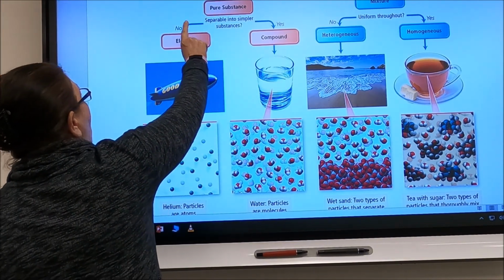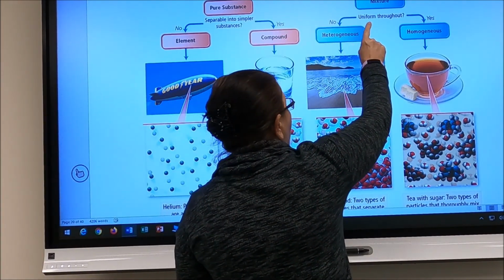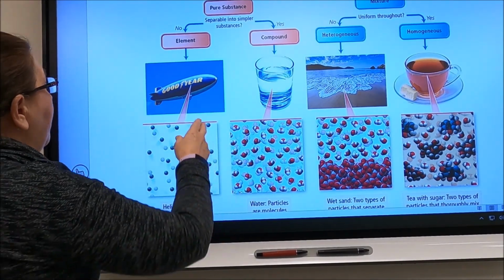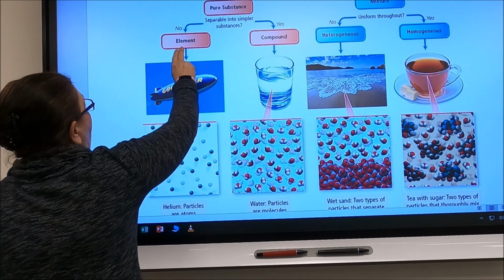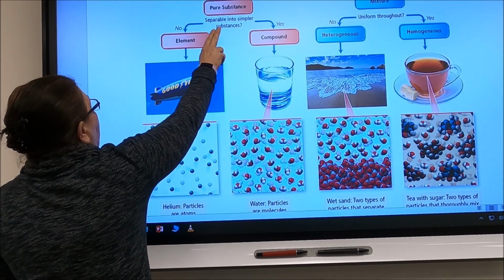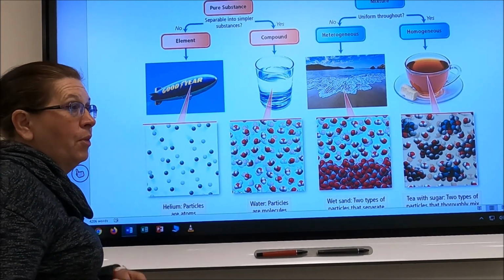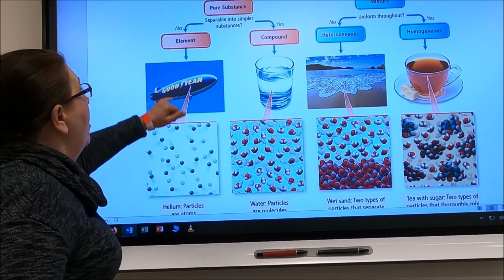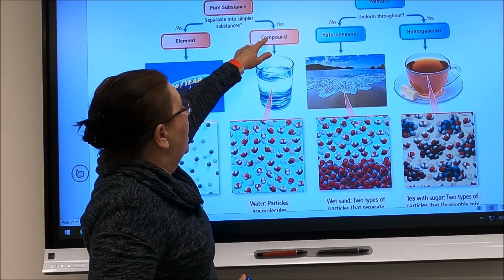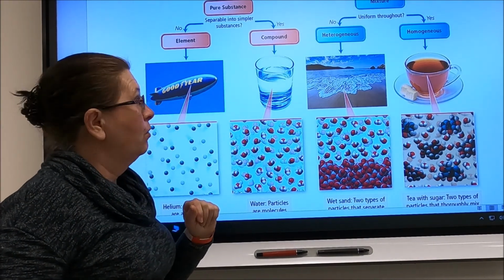If you've got one type of particle, you've got what's considered to be a pure substance. If you have two or more types of particles, you have a mixture. Okay? Pure substances, we're going to talk about either being elements or compounds. If the one type of particle you have cannot be broken down into anything simpler by a chemical process, you've got an element. If the one type of particle you have can be broken down into things that are simpler in a chemical process, you've got a compound.